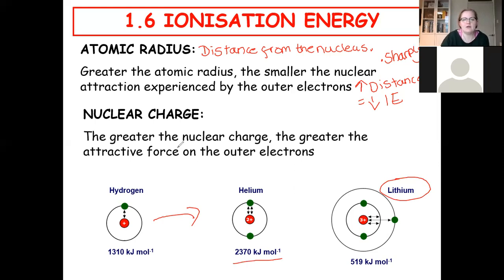Well, helium has a greater nuclear charge. Helium has a 2+ charge in its nucleus, which acts on that 1 electron. So whilst it is balanced out overall, our overall atomic charge would be 0, when we're trying to remove that 1 electron, we're trying to remove it from a 2+ charge. So we have that greater attractive force on our outer electron. So this electron here is harder to remove. Our helium electron is harder to remove than our hydrogen one because of this nuclear charge.